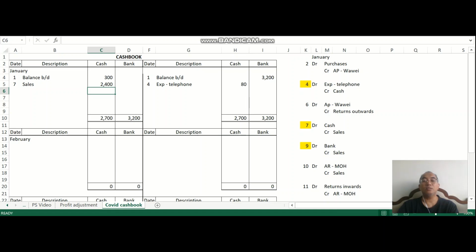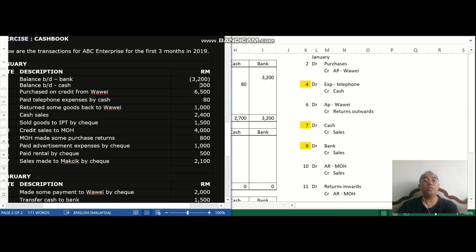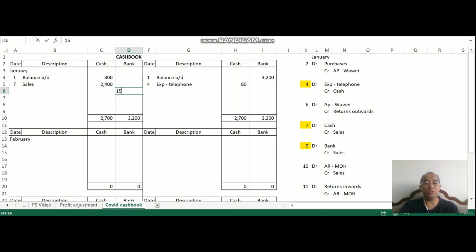Okay, now move on to the 9th of January, debit bank, credit sales. So this is the debit side, and of course I go to bank. How much? 1,500. This is again sales on the 9th. Okay, is it okay, everyone?